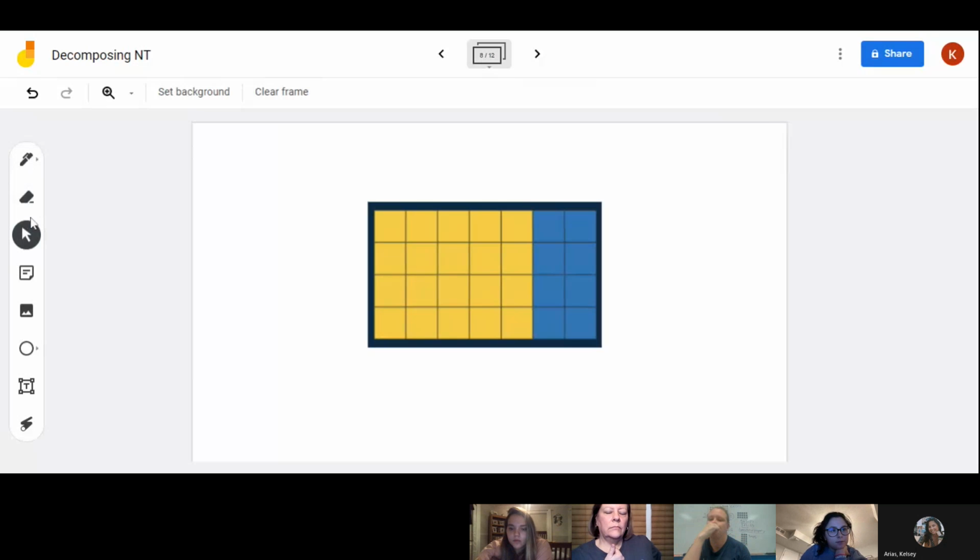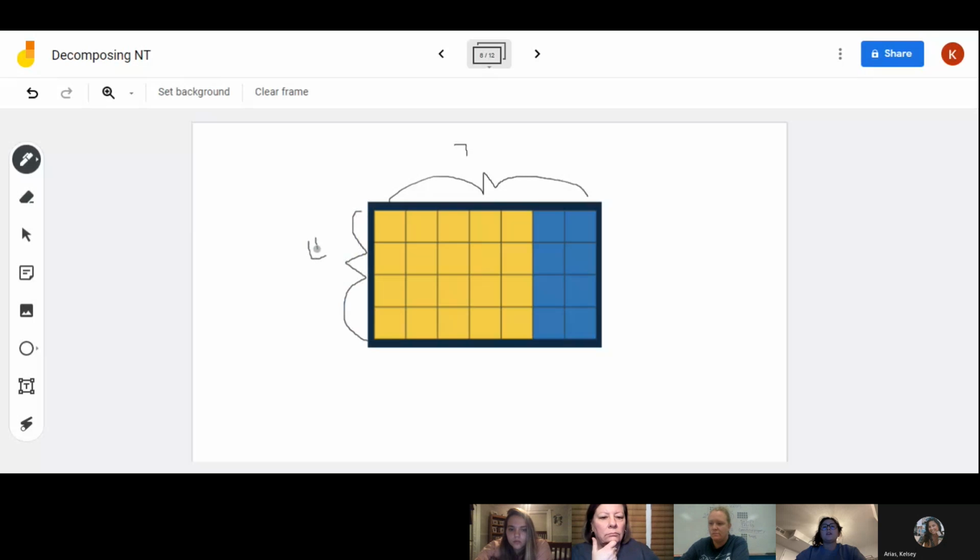Taylor, how did you solve this? I saw 7 on the top row. And 4 columns. Okay, so you just said you saw 4 columns. Or rows. Rows. Okay, great. And I know that 7 times 2 is 14. So if you double that, it's 28. Yes. So you said double, so double means 2, right? 28.